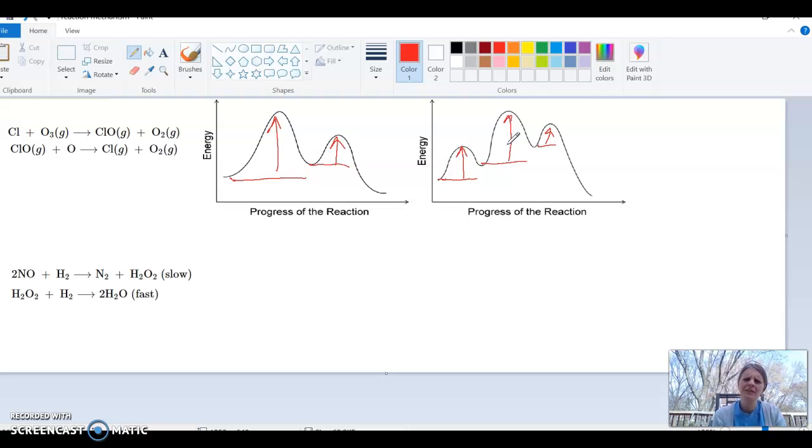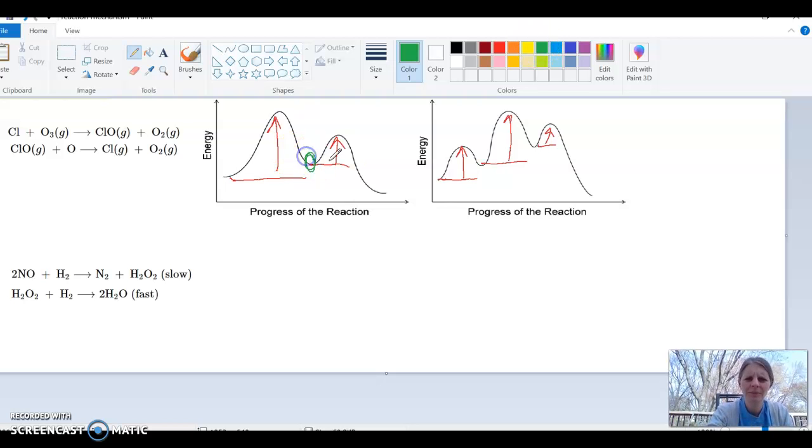Something to note about these sorts of things is as you increase the temperature, you are going to increase the rate of the reaction. That's because it's more likely that you'll have enough molecules with enough kinetic energy, their speed, to get over that activation energy barrier. So that applies. Something to note about each of these is we've got intermediates.